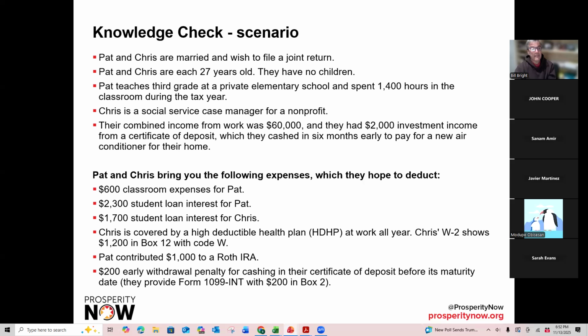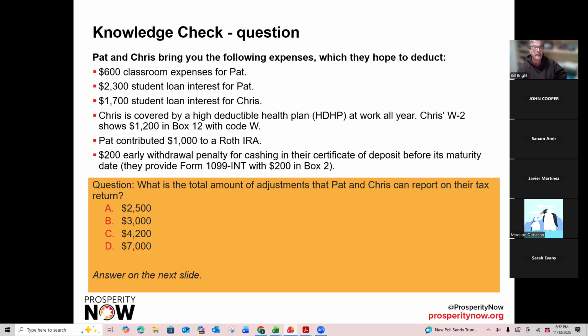$600 in classroom expenses, $2,300 in student loan interest for Pat, $1,700 for Chris. Again, they're covered by a high deductible health plan. Chris's W-2 shows $1,200 in box 12 with a code W. Pat contributed $1,000 to a Roth IRA, and there's a $200 early withdrawal penalty for cashing in that CD. So again, these are the expenses they hope to deduct. So which ones can they deduct? What would be the total amount that they can take as an adjustment?